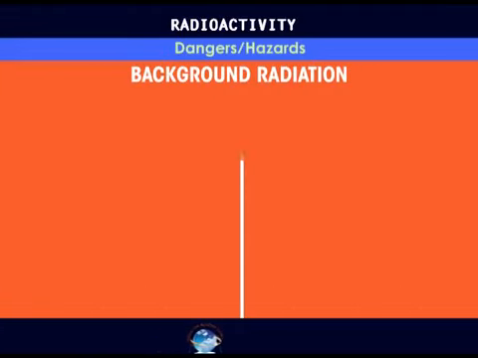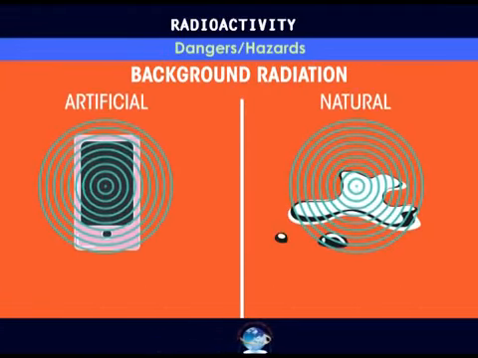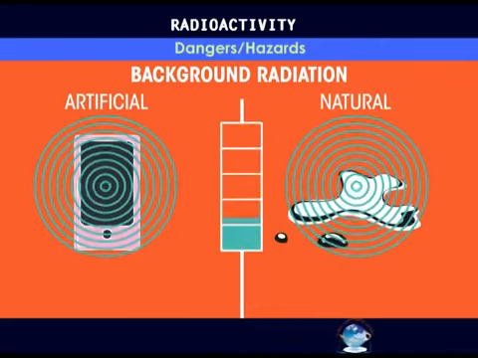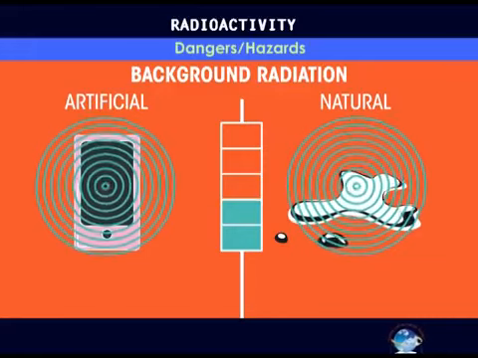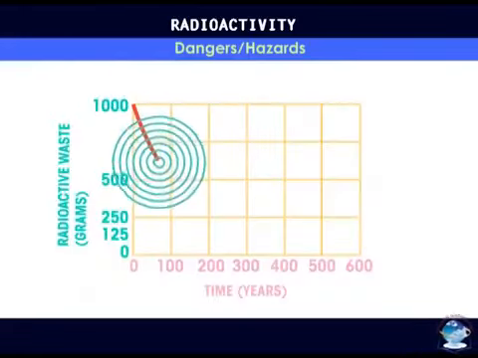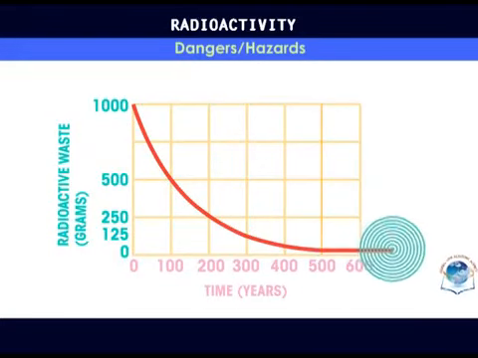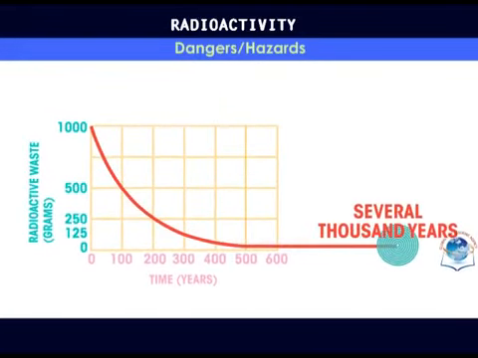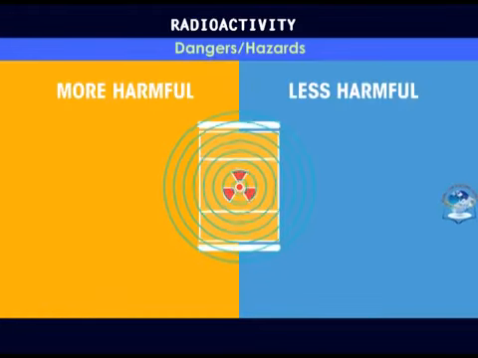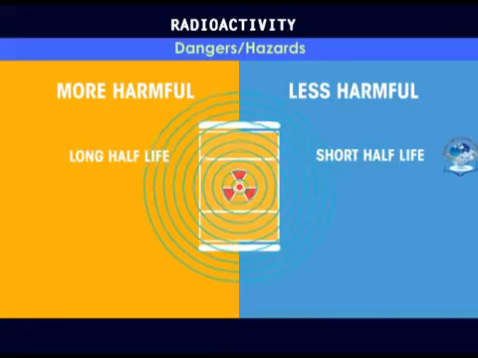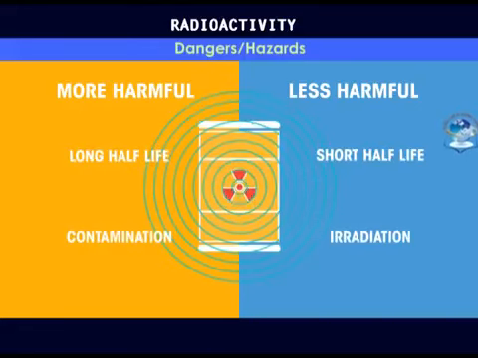Background radiations come from artificial or natural sources around us that we experience daily. It is low in magnitude, so it isn't harmful. However, for some radioactive waste to reach this low background level, it may take several thousand years. How harmful a radioactive waste is depends on the half-life and whether a person is irradiated or contaminated.